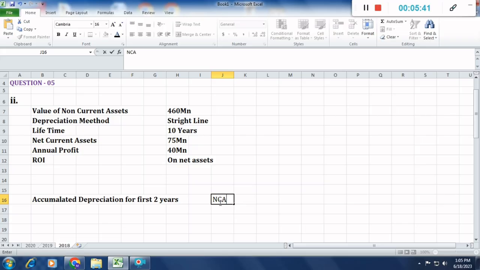Non-current assets value divided by lifetime into number of years. So non-current assets value is given in the question as 460 million, divided by lifetime given as 10 years, into number of years. We need the first 2 years depreciation, so into 2. So the answer for the accumulated depreciation for the first 2 years is 92 million.